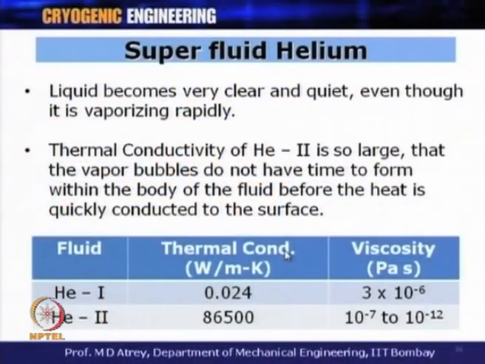So, you can see from this table how the thermal conductivity changes if one goes from helium 1 to helium 2. You can see here that helium 1 has thermal conductivity of 0.024 watt per meter Kelvin, while helium 2 has 86,500 watts per meter Kelvin thermal conductivity. So, you can see the relative difference between these two conductivities easily and can understand why that apparent boiling which I talked about stops as soon as helium 1 goes to helium 2 state below lambda point temperature.